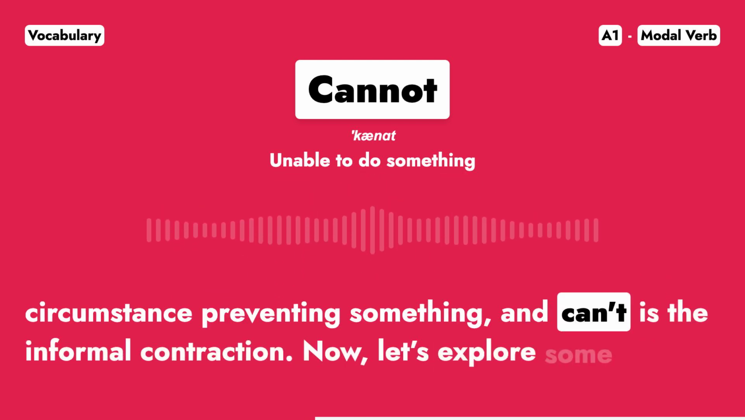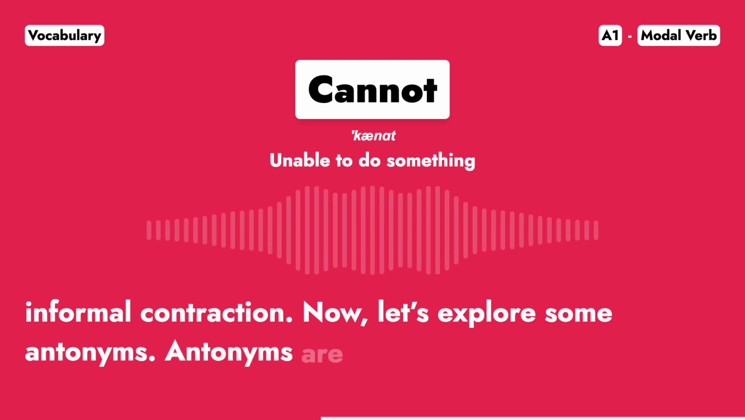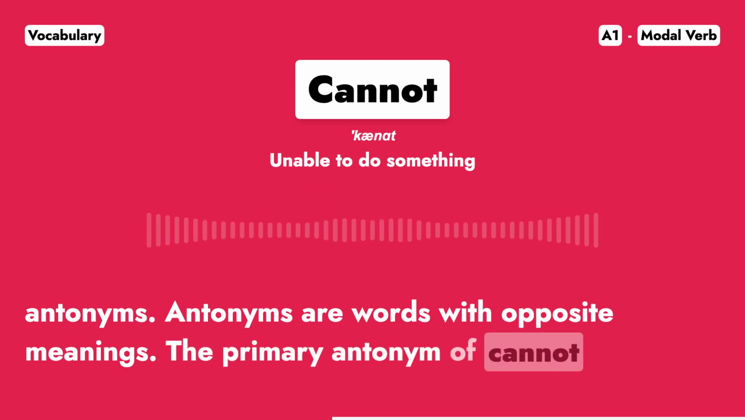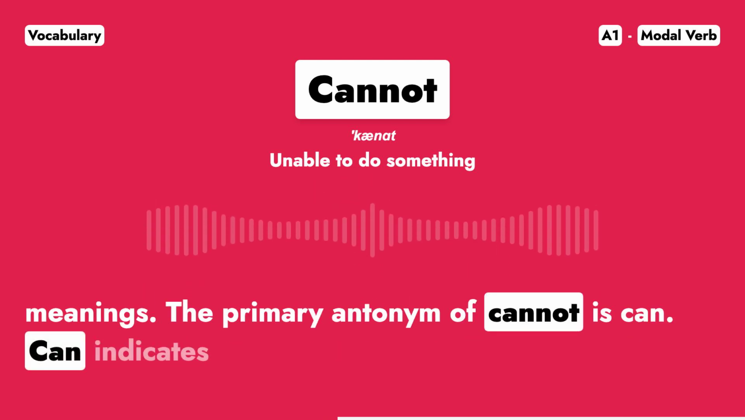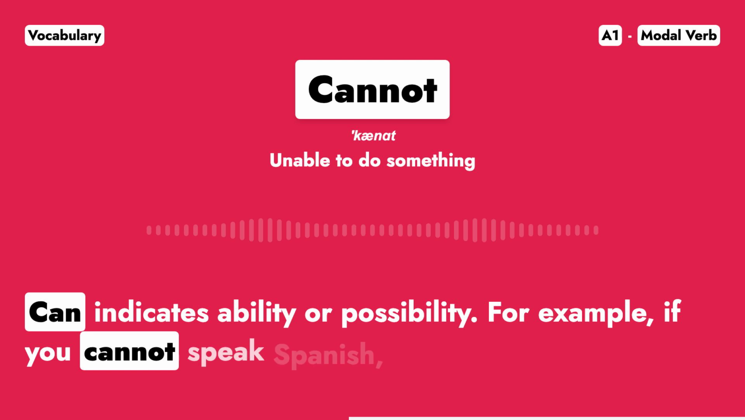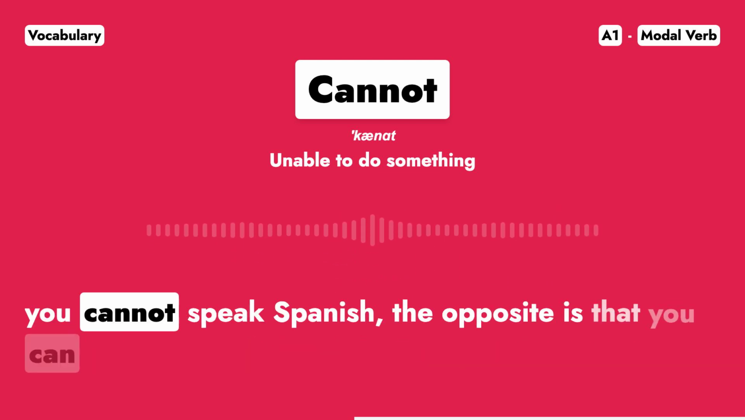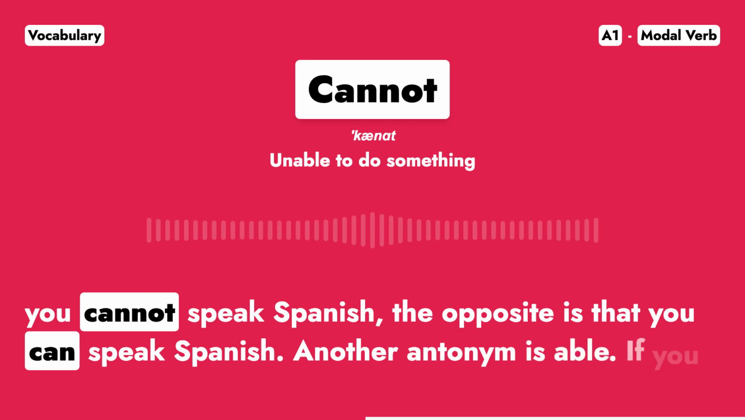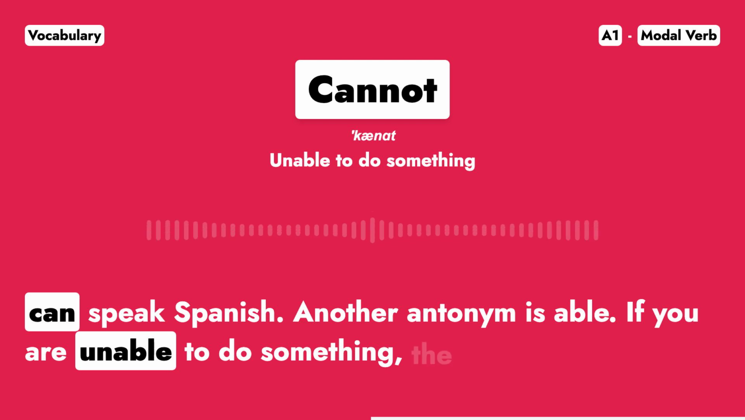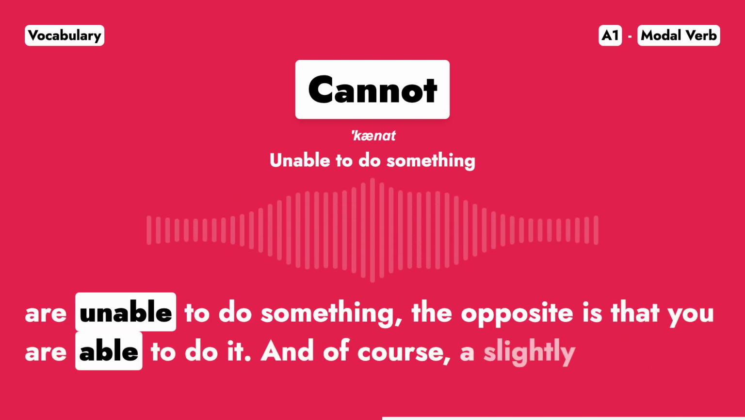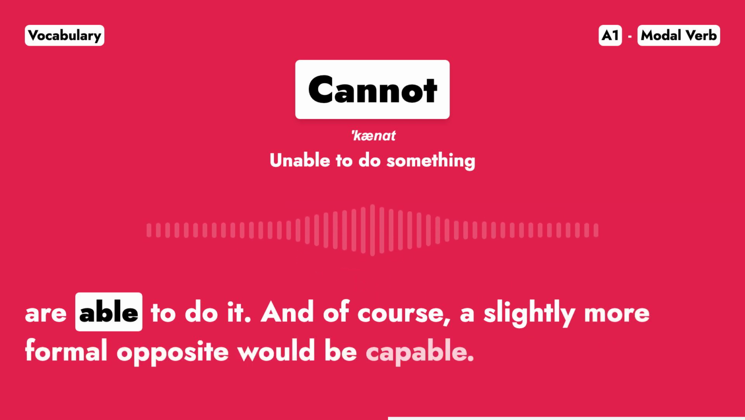Now, let's explore some antonyms. Antonyms are words with opposite meanings. The primary antonym of cannot is can. Can indicates ability or possibility. For example, if you cannot speak Spanish, the opposite is that you can speak Spanish. Another antonym is able. If you are unable to do something, the opposite is that you are able to do it. And of course, a slightly more formal opposite would be capable.